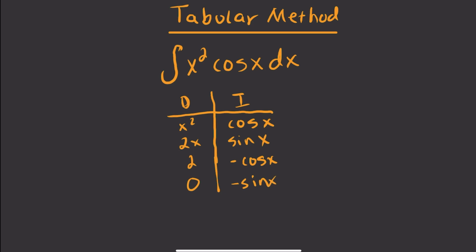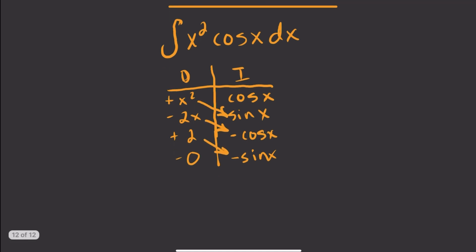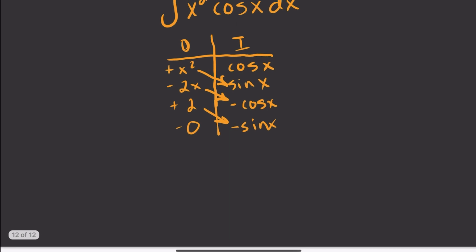Now the other really important part of the tabular method is making sure you get the signs correct. Next to your derivatives, you always start with positive right here, and then you alternate going down until you hit 0. So positive, negative, positive, negative. And then from there, we're ready to go. We just draw our little arrows going in the diagonal direction. Boom, boom, boom. And we're able to make our solution.